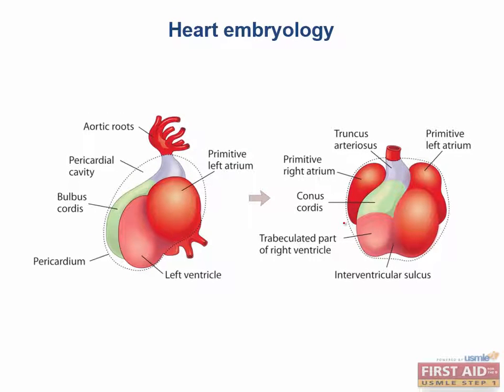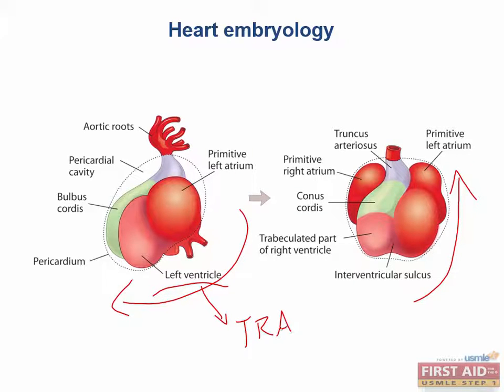Also on this image, you can appreciate how the ventricle is going to swing around to become more anterior to the atrium, and the atrium will swing back towards the posterior side of the heart. This ventricle will split to form the trabeculated, not the smooth, parts of the left and right ventricles. Remember, the smooth part of the left and right ventricular outflow tracts are formed by the conus cordis, which is derived from the middle segment of the bulbus cordis.